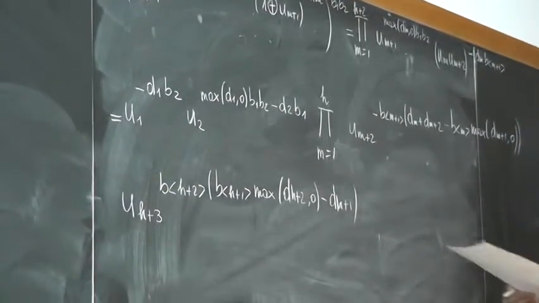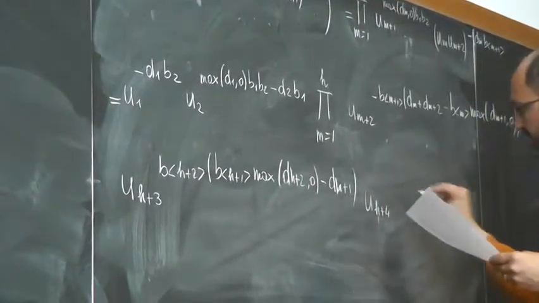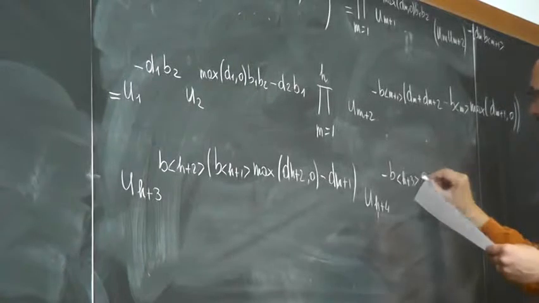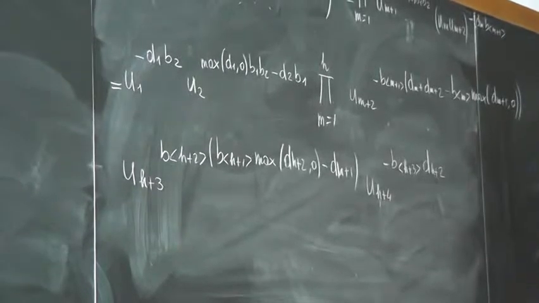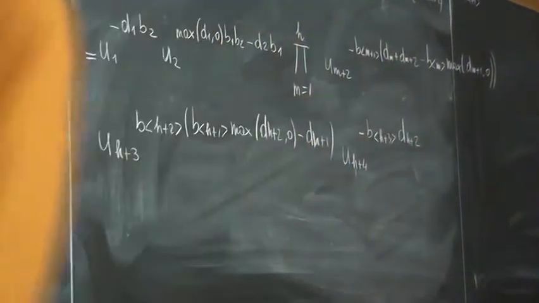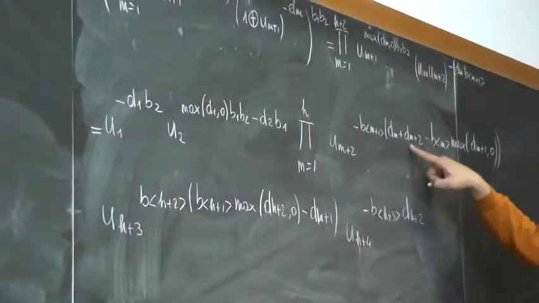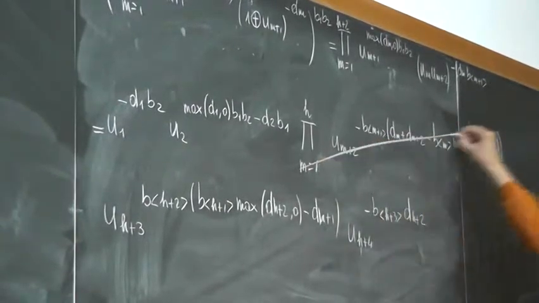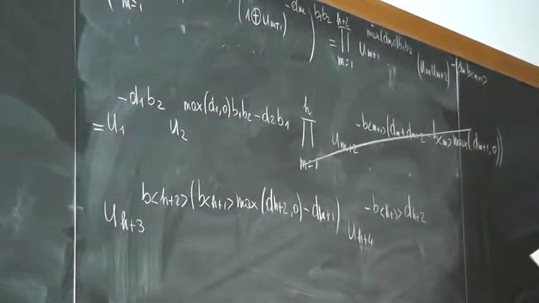Finally, the last one is UH plus 4 minus BH plus 3 BH plus 2. Okay, so the exponent in the product is actually this relation dn plus 2 minus dn. So this exponent is 0 and all this disappears. Okay. Good.